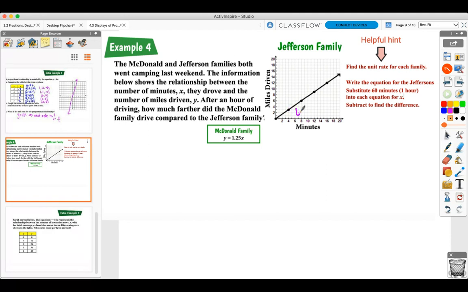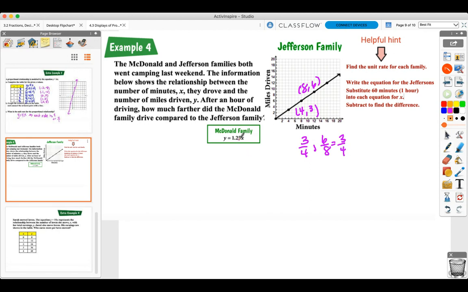So this point over here is (4, 3). This point here is (8, 6). So unit rate is going to be y over x. So it's going to be 3 over 4. That's one of them. And let's just check the other one. It's 6 over 8. And that does simplify to 3 over 4.